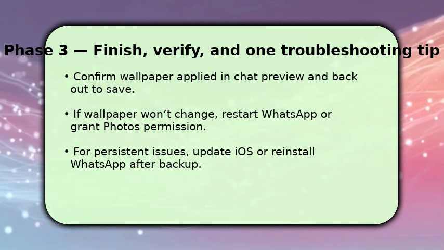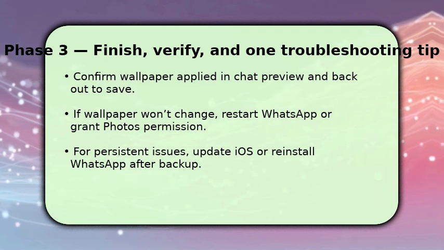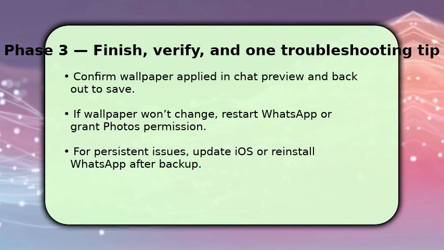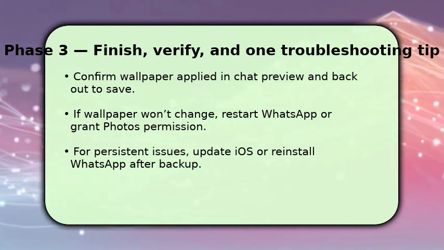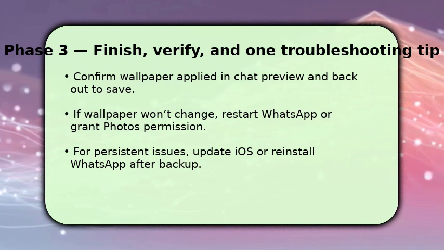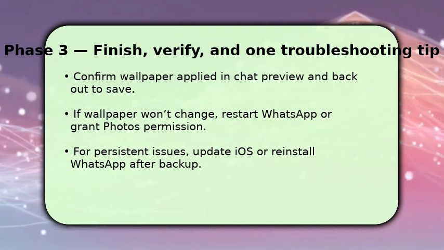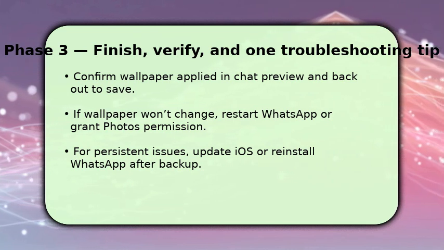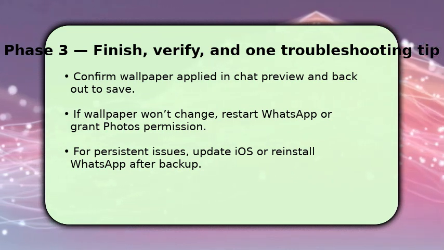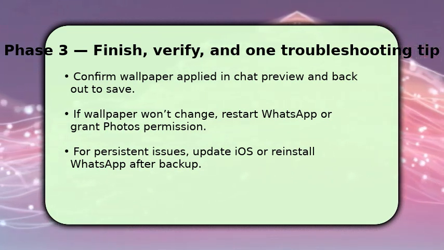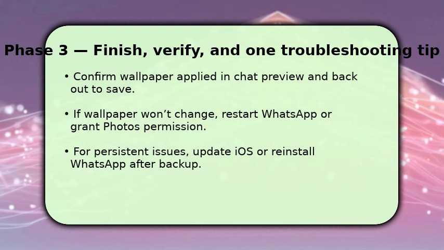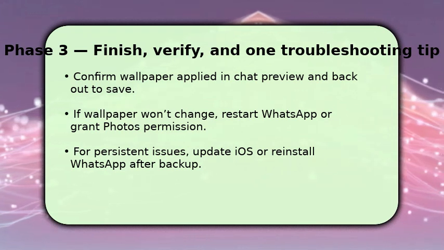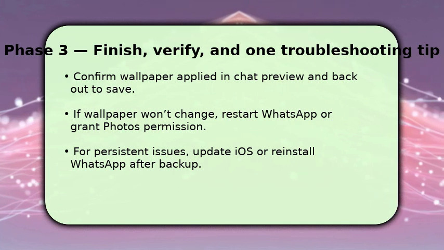If you don't see changes, force quit and reopen WhatsApp because cache sometimes prevents updates. Make sure Photos permission is allowed in iPhone settings. Without it, WhatsApp can't use your images. If problems persist, update iOS or WhatsApp, and as a last resort, export Chats and reinstall the app. That usually resolves stubborn faults while preserving or restoring your wallpaper choice.